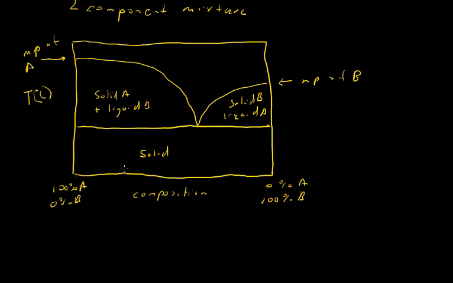What if we don't have pure A? Let's say we've got maybe 35% B right here and 65% A. What's going to happen? Well, as we increase the temperatures, we're taking the melting point, the temperature rises, and we've got nothing but solid here until we reach this line right here. This line is known as the eutectic temperature.